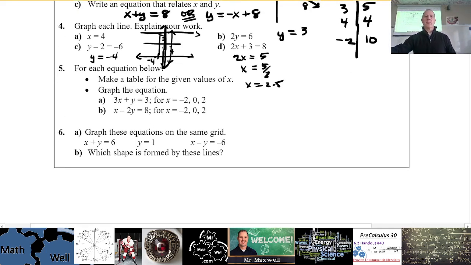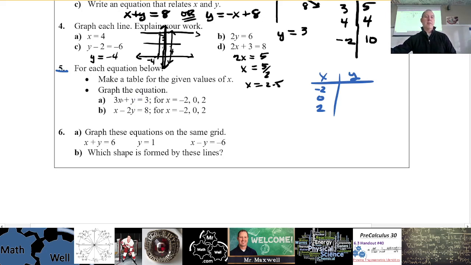For each equation below, I'll switch colors of pen here now for 5. Make a table of values for x. So x, y, table of values. They're asking us to use these values for x. So I'll do that. And what you can do is solve for y right away if you're going to have to figure out what y is anyways. You could solve for y in the equation right away. I would almost suggest that.